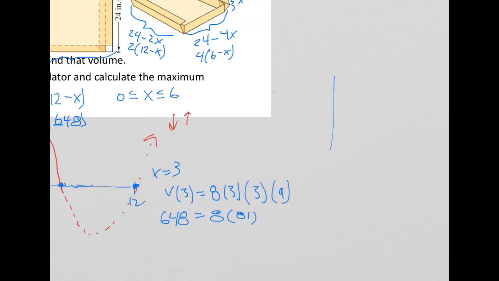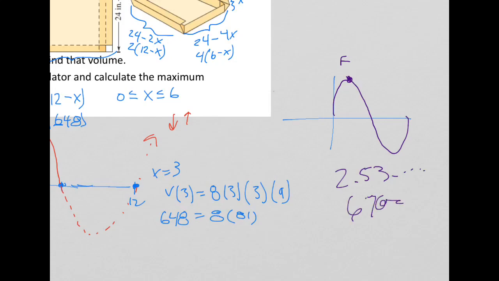Now, when you actually graph this on your calculator, it's going to look more like that, a little skewed to the left. And when you calculate that maximum value there, I do believe it's like 2.53 something, with a y value of like 670-ish or something close to there.